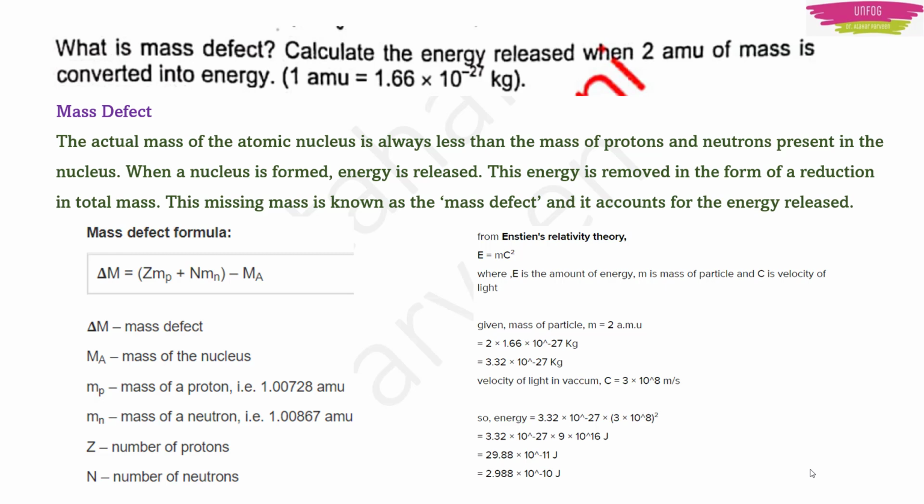Because he is talking about AMU, right? So he is talking about the 2 AMU of mass. So 2 into C, where C is the velocity of light in vacuum, which is 3 into 10 raised to 8 meters per second. Now you have to do the whole square because E is equal to mc square, right? So you put all the values and multiply. You will get around 3 into 10 raised to minus 10 joules of energy that is released when 2 AMU of mass is converted into energy.